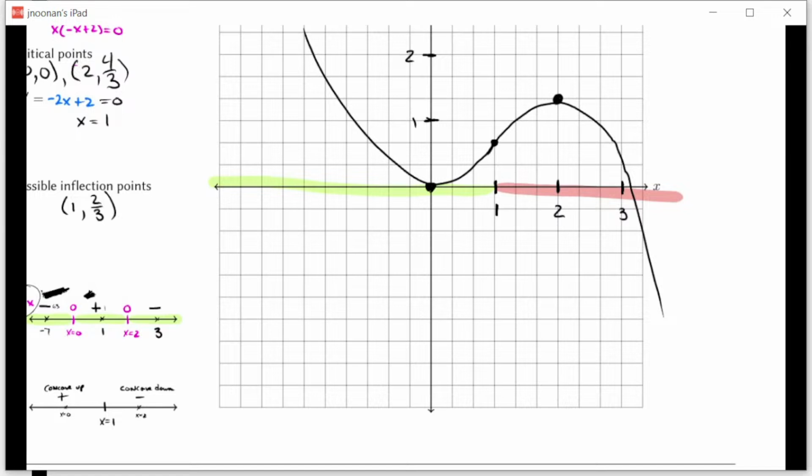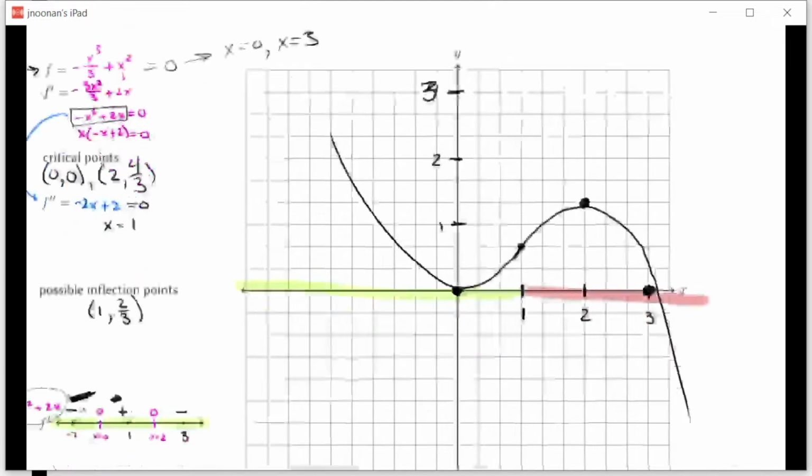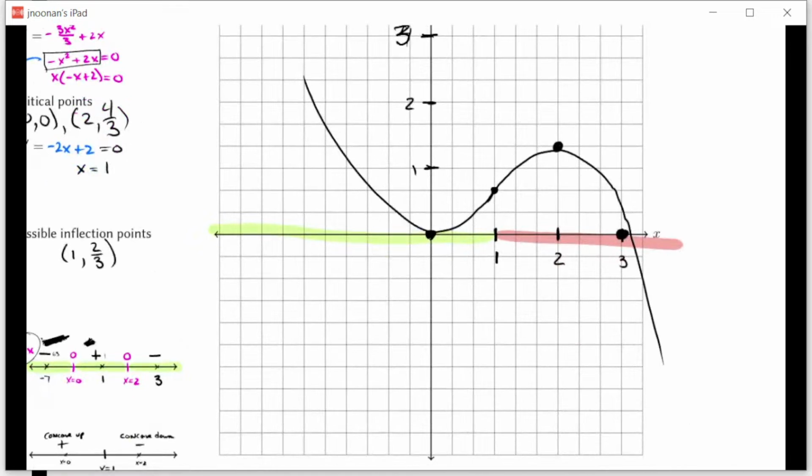I suppose there's one other piece of information that we could have used, and that's the intercepts. I believe that this intercept should be at 3. Is that right? Mhm. If you set the original function equal to 0, you get x equals 0 and x equals 3. Yeah, so I missed that point. But there it is. It's a nice smooth graph.